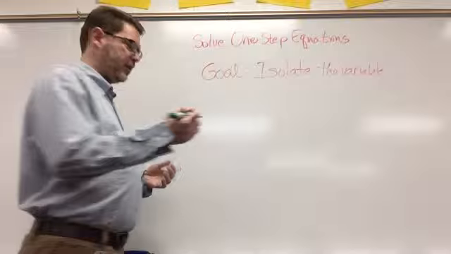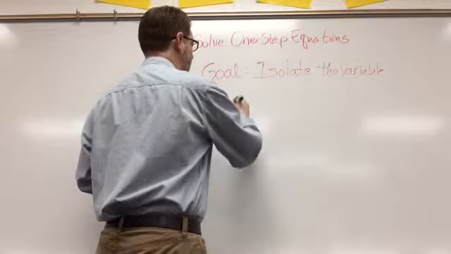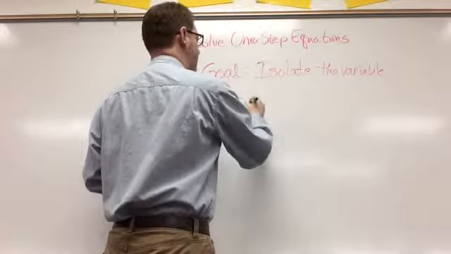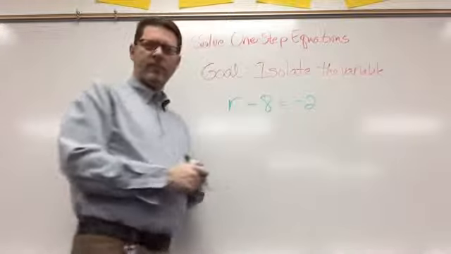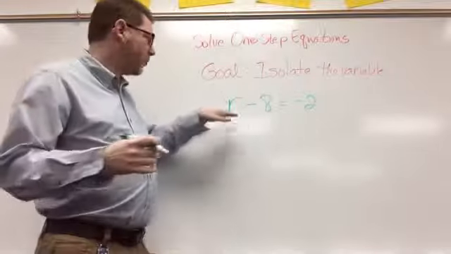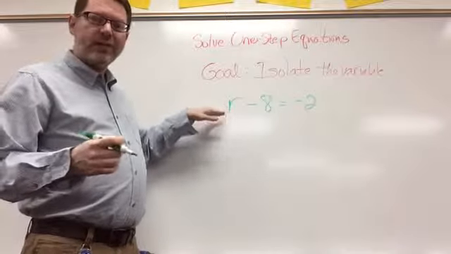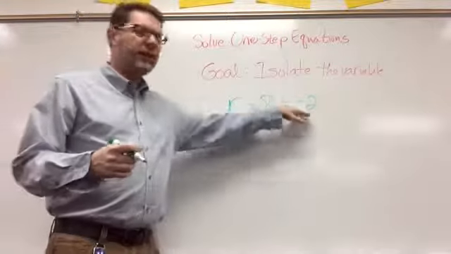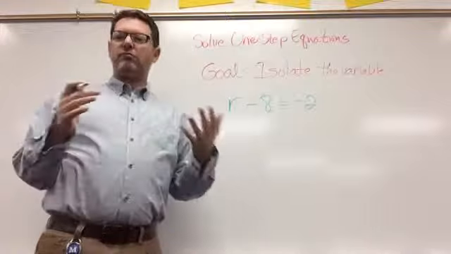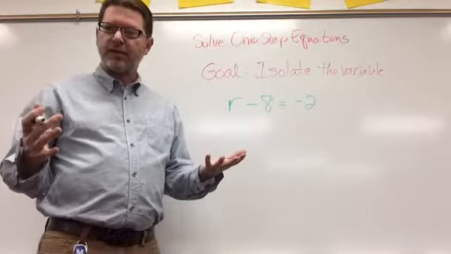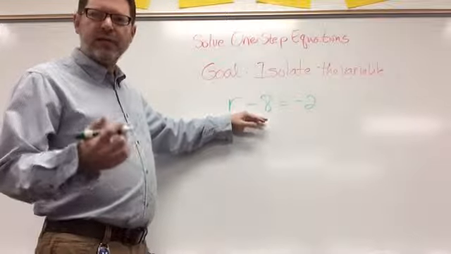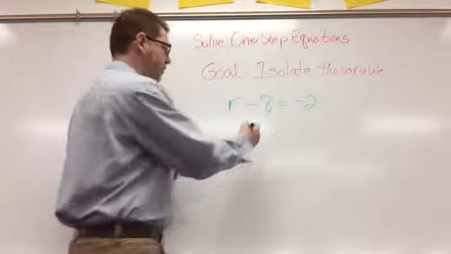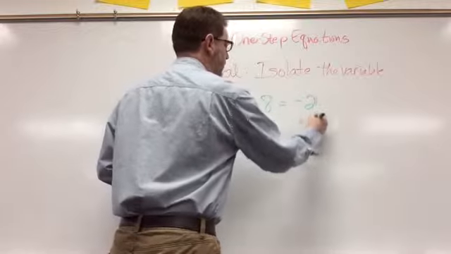So let's look at another example. What if I have r minus 8 equals negative 2? Okay, so what I'm trying to find is, what is r? What number is r so that when I subtract 8, I get negative 2? Well, let's do the opposite operation. So I'm looking with the r. What's with the r? It's minus 8, and the opposite of that is plus 8. So I'm going to add 8 to both sides.